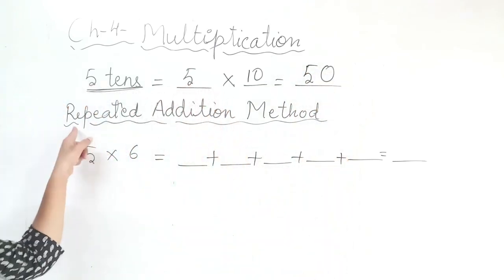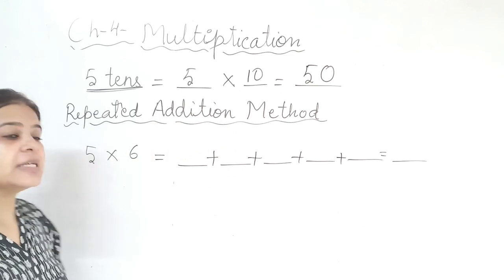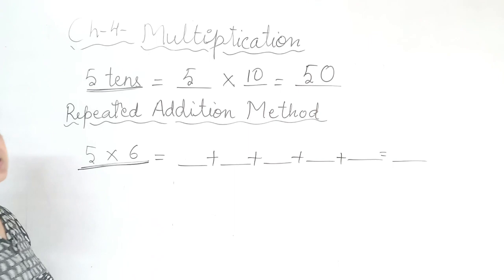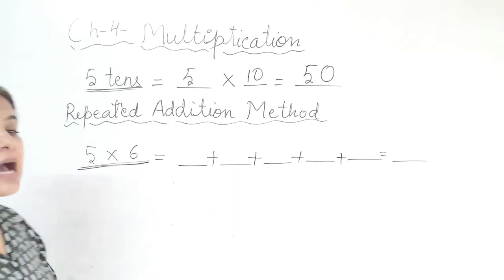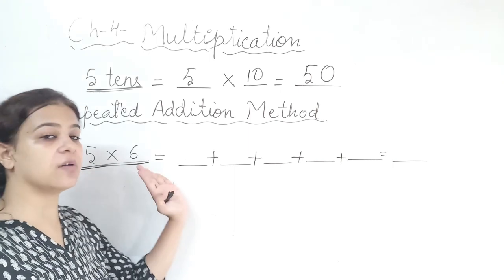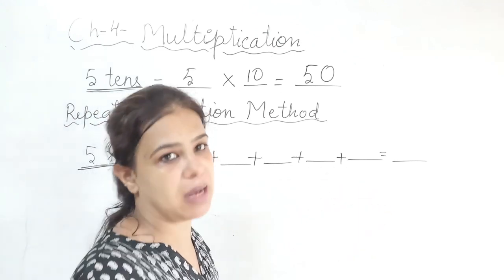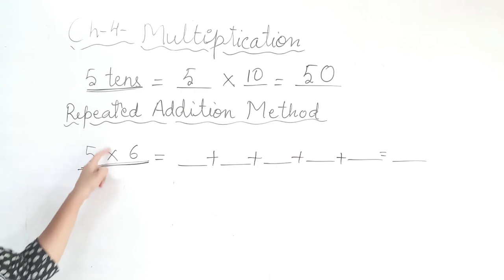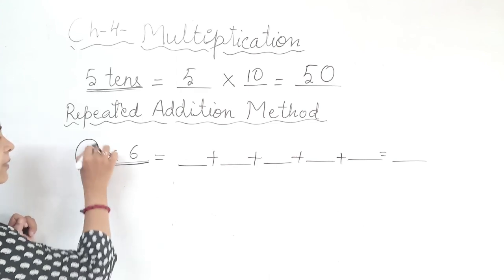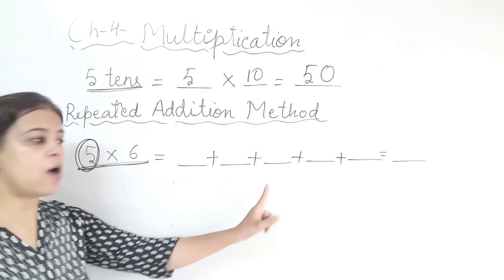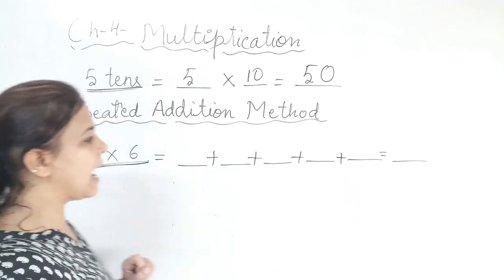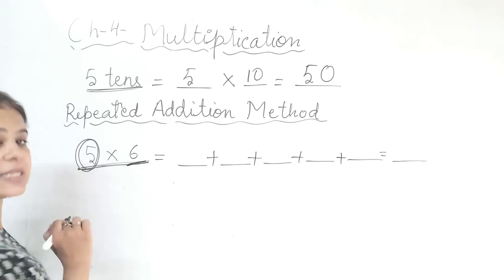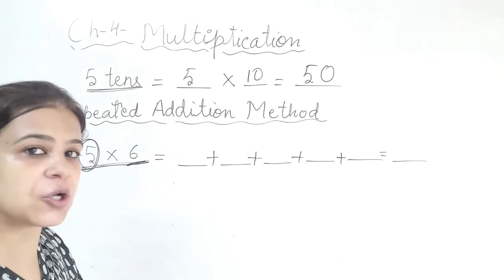Okay. Now coming to the repeated addition method. Suppose the question is given like this: 5 sixes are. Okay, 5 sixes are. How will I convert it into the repeated addition method? In this way, I will explain to you. 5 sixes are. 5 is what? It is the number of groups. Okay, and after that this 6 is what? 6 is the number in each group.